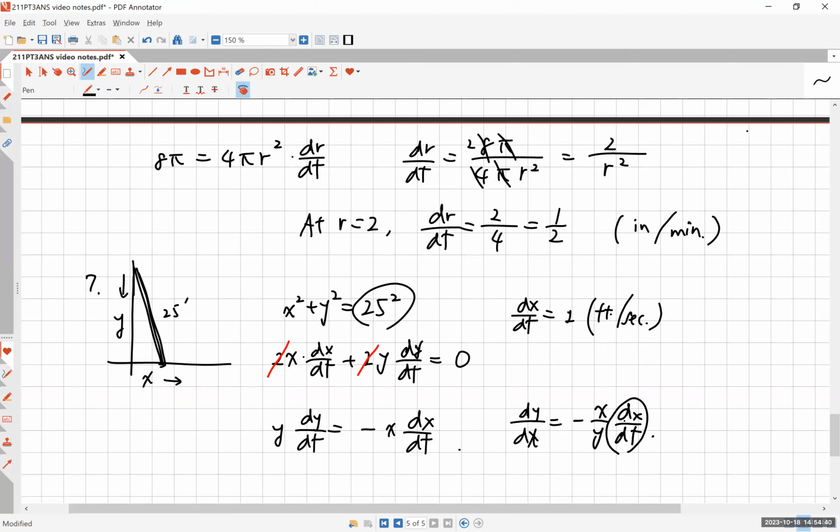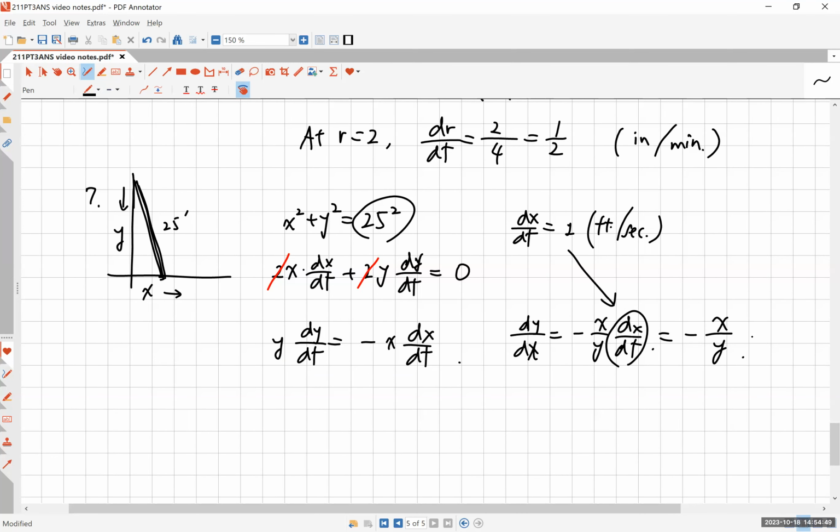Now we know what dx/dt is, okay? That's 1. So this will be negative x over y. That's very simple. All right, what does the question say? When the top of the ladder is 20 feet above the ground. So when the top of the ladder, which is y, is 20 feet above the ground, okay. Oh yeah, so when that happens, what's x? Well, x is the square root of 25 squared minus 20 squared.